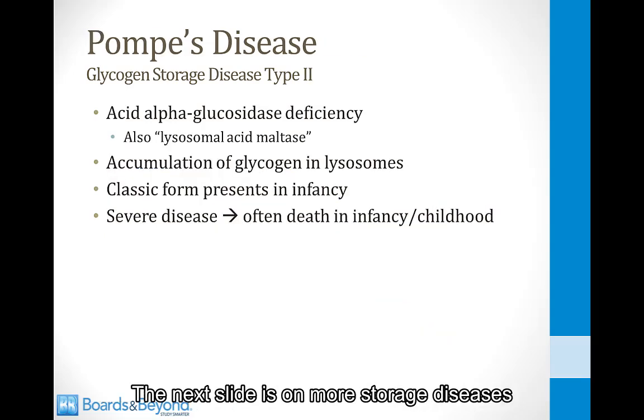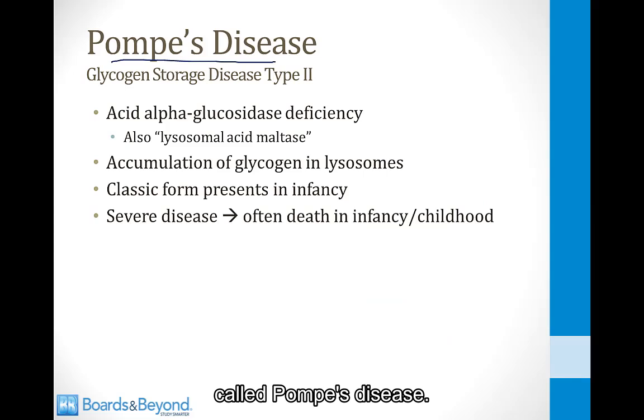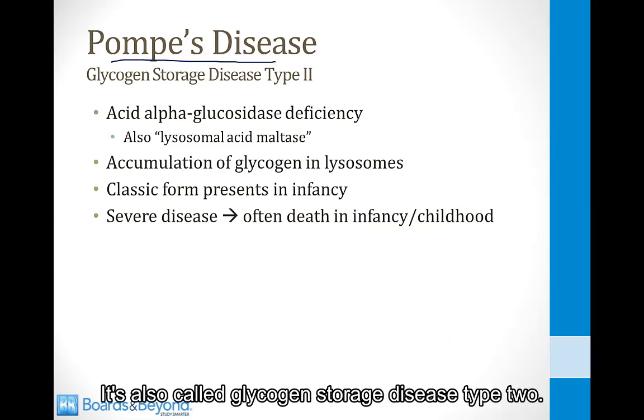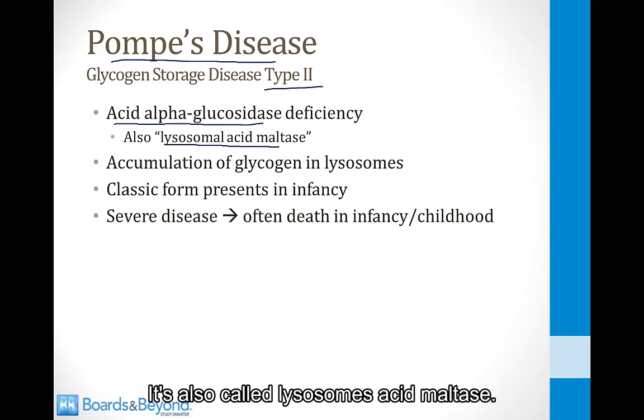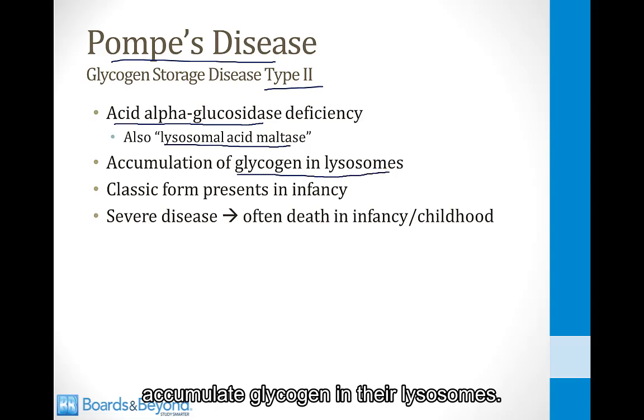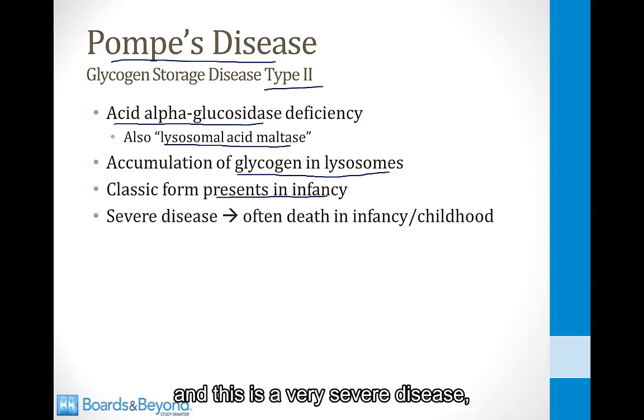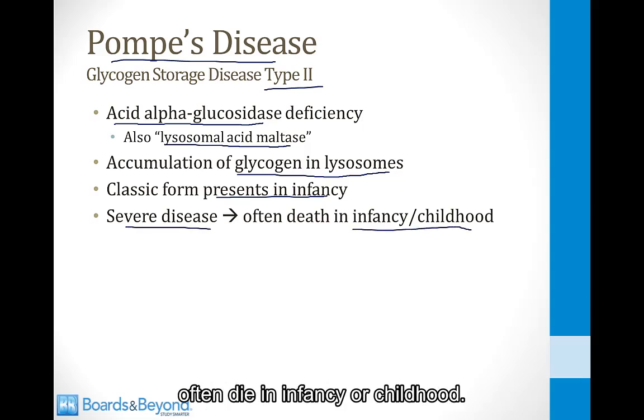The next lysosomal storage disease is called Pompe's disease. It's also called glycogen storage disease type 2. This is a deficiency of the enzyme acid alpha glucosidase. It's also called lysosomal acid maltase. Children born with this enzyme deficiency accumulate glycogen in their lysosomes. The classic form presents in infancy, and this is a very severe disease. Children born with this disease often die in infancy or childhood.